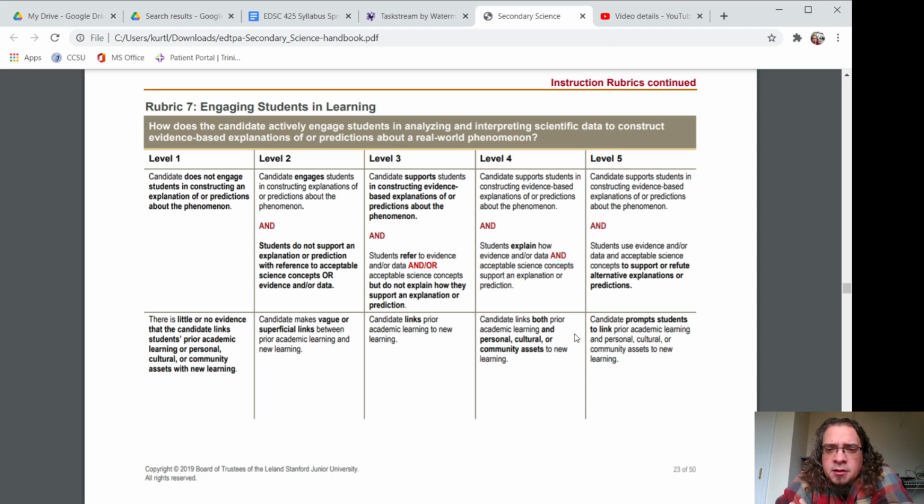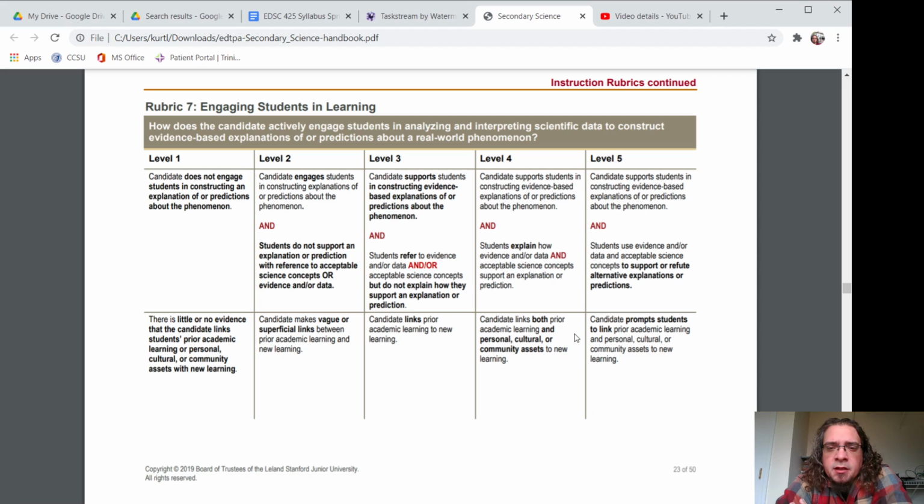And then last but not least, candidate prompts students to link prior academic learning and personal, cultural, community assets to new learning. So there's not really a huge difference there, 4 and 5.